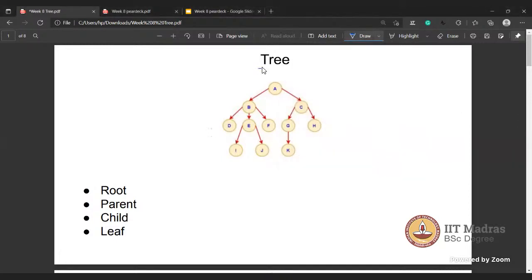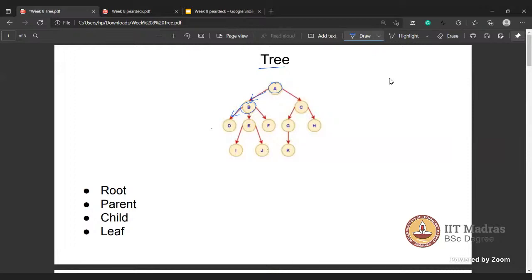Okay, so tree. What is a tree? Tree is a nonlinear data structure which is a connected and acyclic graph, and a tree is represented like this. These are called nodes, and these are called edges of the tree. Is everyone clear with what is a node and what is an edge?